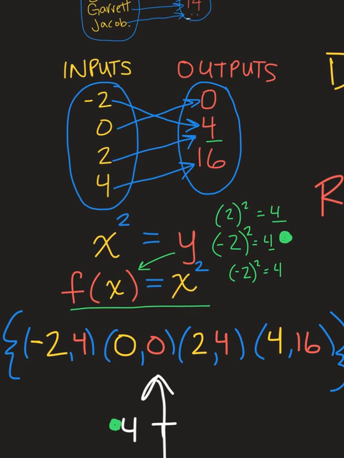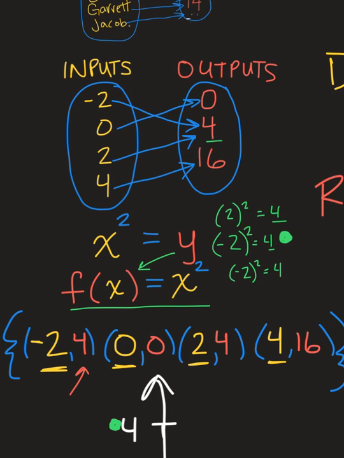So this is a relation when we write it as a set of ordered pairs. And our inputs are all of the x's. That's why I wrote them all in yellow. And our outputs are all of the y's. And that's why they're in red.